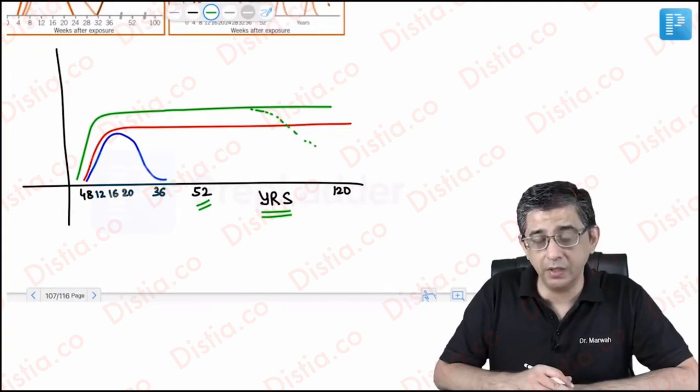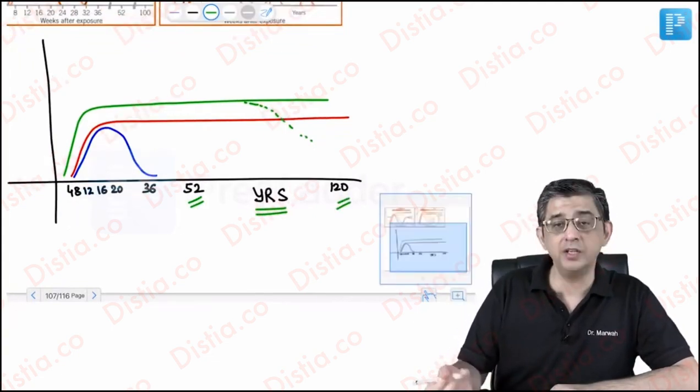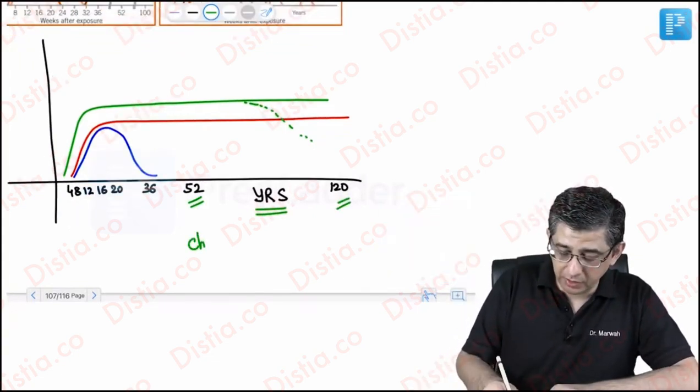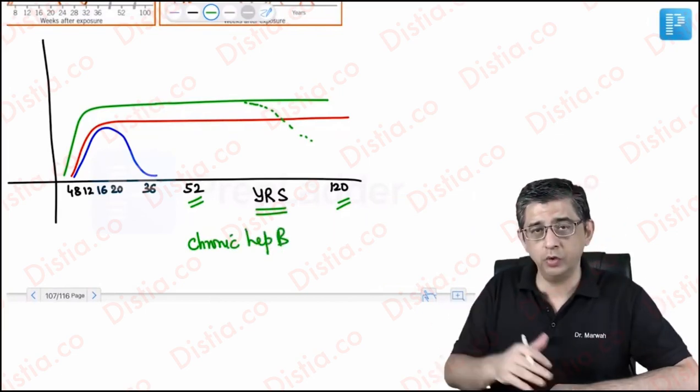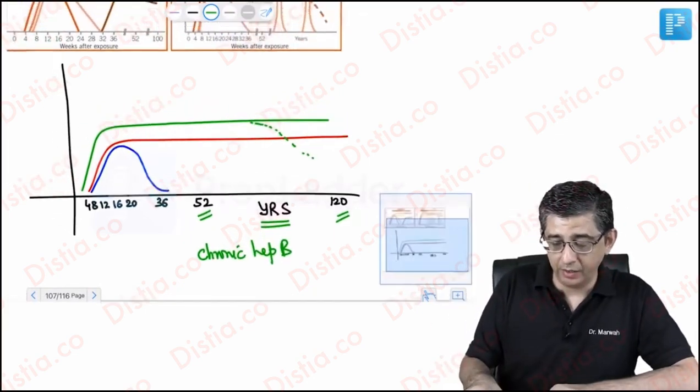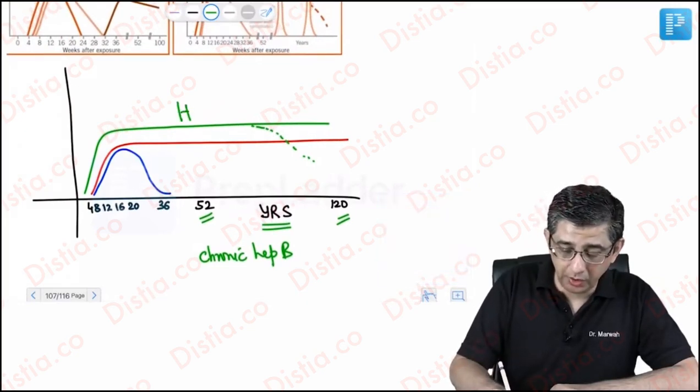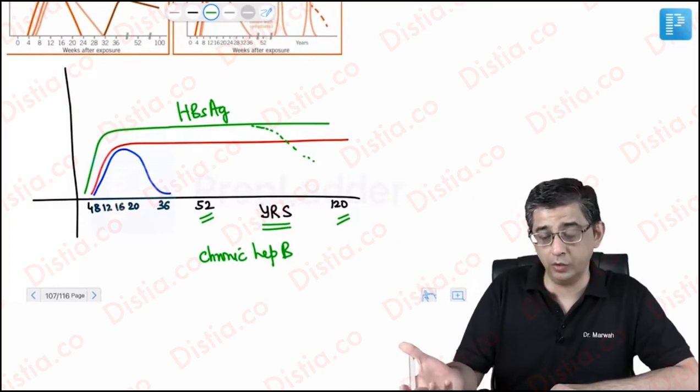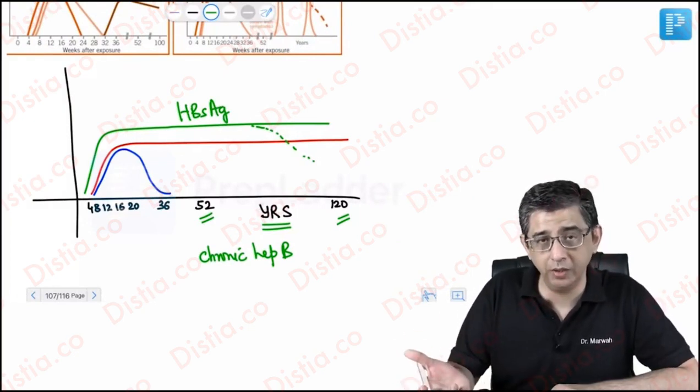Like 52 weeks is 1 year. So what I'm saying is the data is over a large number of years. That is why I'm going to call it chronic hepatitis B. I mean, that's one of the crude ways to identify it. And then apart from this, you can notice that in chronic hepatitis B, the surface antigen will remain detectable for a long duration. Why? Because the protective antibody was not able to clear it off.